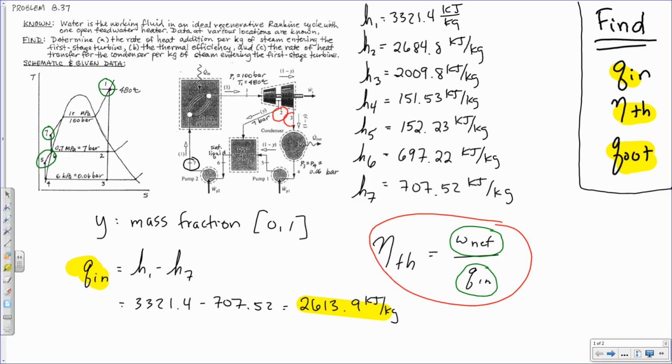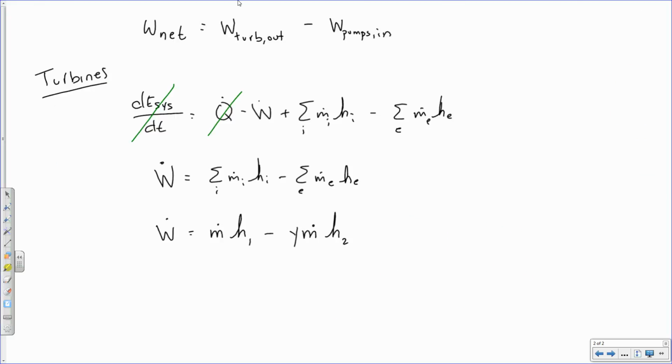State 3 sees a small fraction of the total mass flow rate, the remaining fraction of the total mass flow rate, 1 minus Y, m dot, H3. Okay. Well, we have a couple unknowns here. We don't know the mass flow rate. We don't know the work produced. That's what we're trying to look for. That's W dot. We also don't know what Y is. So we're going to come across this problem every time we solve a Rankine cycle with an open or a closed feed water heater, because you're siphoning off a portion of the mass flow rate.